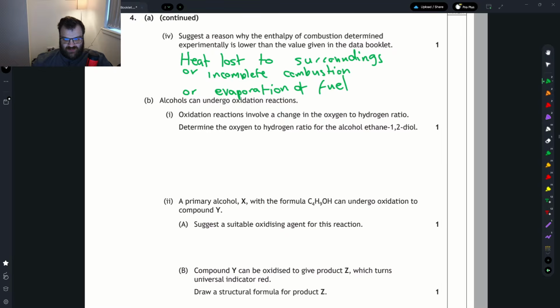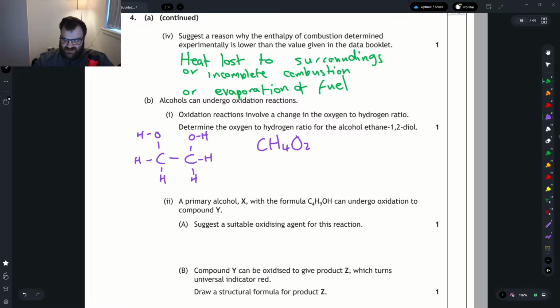In this one, we've got an oxygen to hydrogen ratio for ethane-1,2-diol. Let's do a wee drawing of that. 2 carbons. Diol means it's got 2 hydroxyl groups, and they're off of different carbons. So something like that. It's CH4O2.